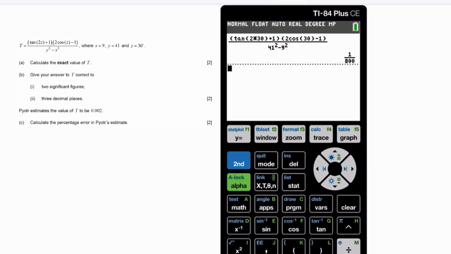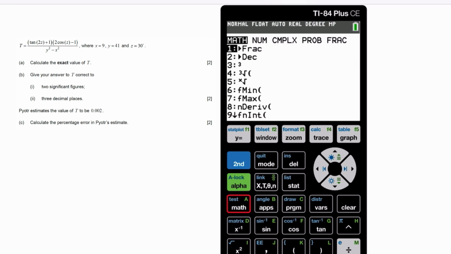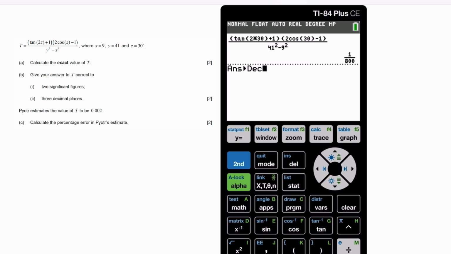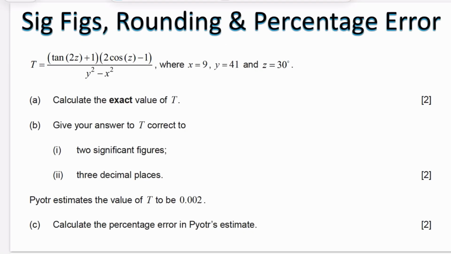But if you notice in part B, it's going to tell you to give your answer correct to 2 significant figures and 3 decimal places, which tells me that I actually do want to be able to put this as a decimal. So I'm going to go to math. I'm going to go down to the second option, decimal, and press enter. And now it has changed my answer into decimal form. So the answer here is 0.00125. Make sure that you write down every single decimal value because they're asking you for the exact answer.